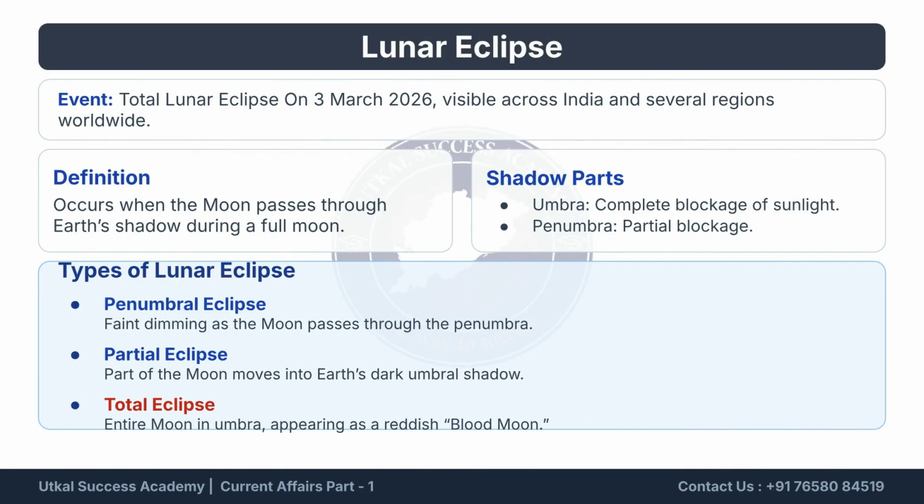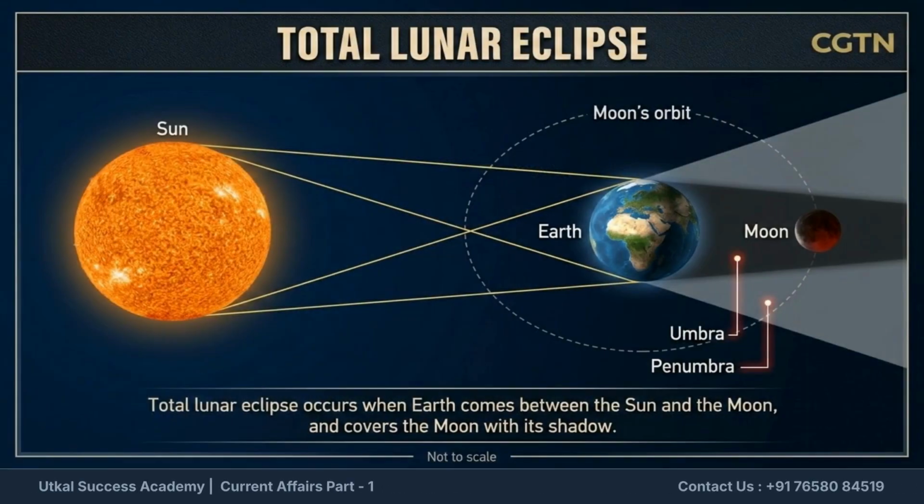A total lunar eclipse is forecast for the 3rd of March 2026. This occurs when the moon passes through Earth's shadow during a full moon. There are 3 types: penumbral, partial, and total eclipse, the latter known as a blood moon. This diagram illustrates the alignment during a total lunar eclipse, where Earth is positioned directly between the sun and the moon, casting its umbra and penumbra shadows on the moon.